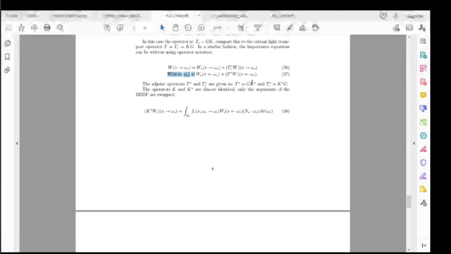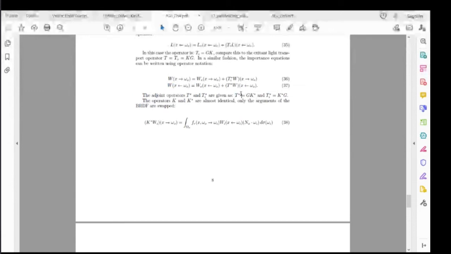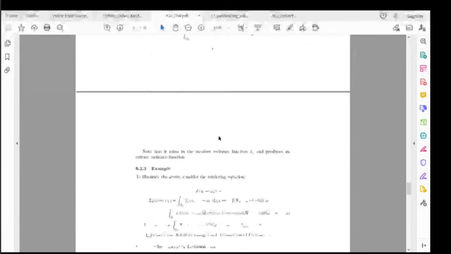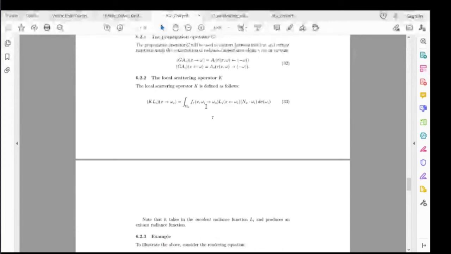Now, what does this operator look like? Well, it's almost the same as the light transport operator, it's just that you use an adjoint K operator. What's the adjoint K? It's exactly the same as K applied to some function. It's just that in this GRDF, the direction is switched. So we have omega O going in direction omega I, while in the standard operator, you have this point.